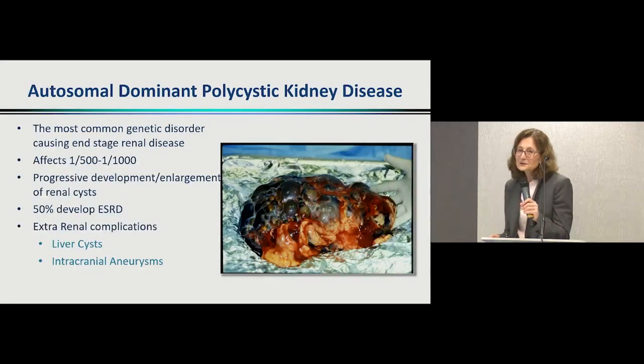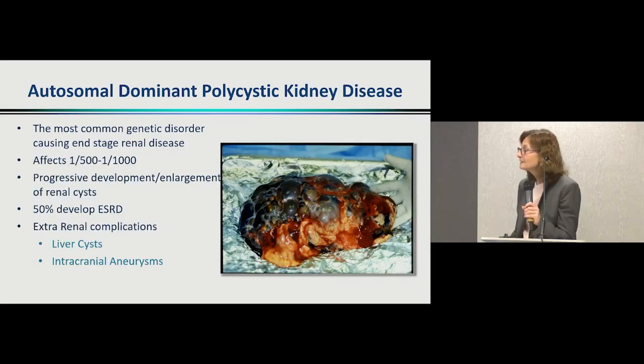As you guys all know, ADPKD is the most common genetic cause of end-stage kidney disease. It is common, affecting 1 in 500 to 1 in 1,000, regardless of what country you come from, what ethnic background. And as you can see there, it's characterized by progressive development and enlargement of kidney cysts, and that's what an end-stage PKD kidney looks like after this has gone on for a number of decades. About 15% of people will go on to develop end-stage kidney disease.